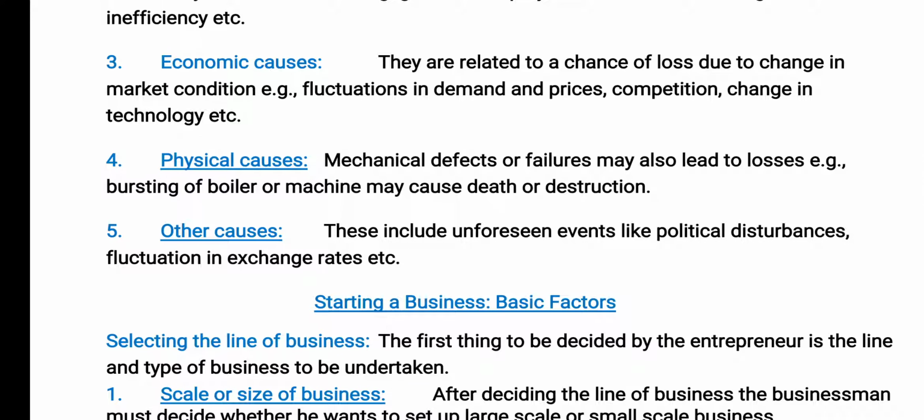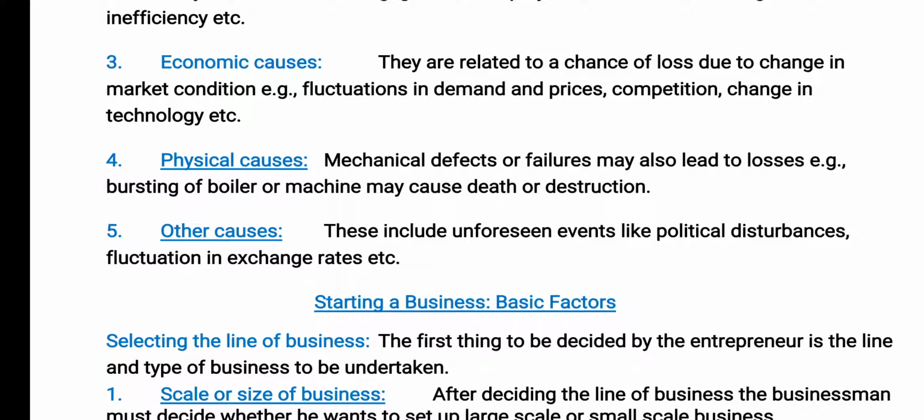Next is physical causes. Physical causes means causes which result in damage of assets are considered as physical loss. For example, change in technology may result in machinery being outdated. Use of old technology and mechanical defects may also result in damage of assets, such as bursting of a boiler, accident to employees, etc. So these are the chances which lead to loss to a business firm.